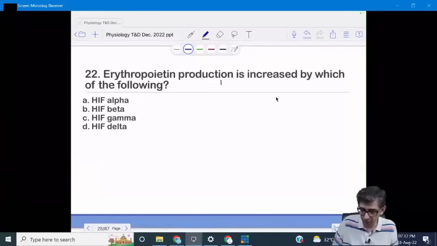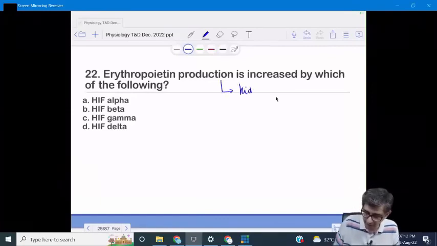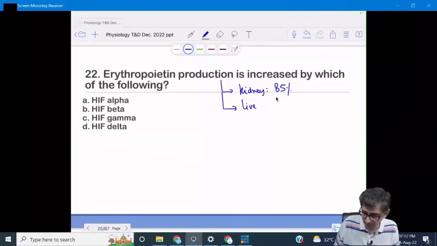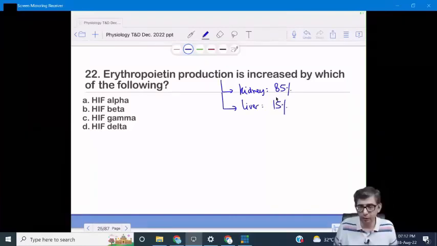कहाँ से produce होता है? Erythropoietin is produced by the kidney and second by the liver. 85% of the erythropoietin in the body is produced by the kidney and the remaining 15% by the liver. And when it comes to the kidney per se, the site of production of erythropoietin is what you can answer here.